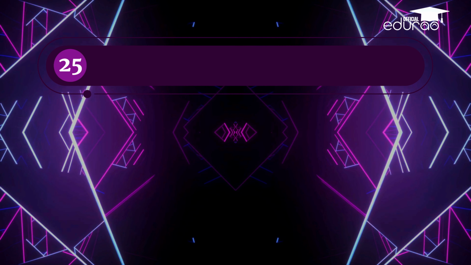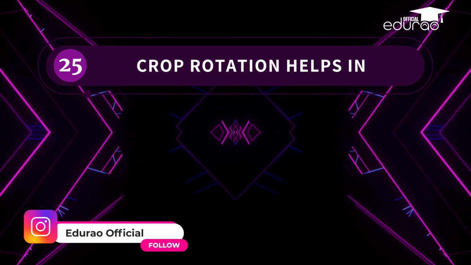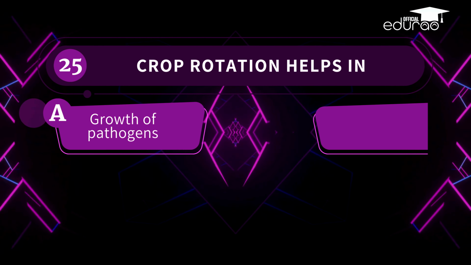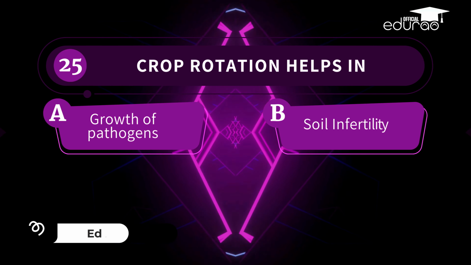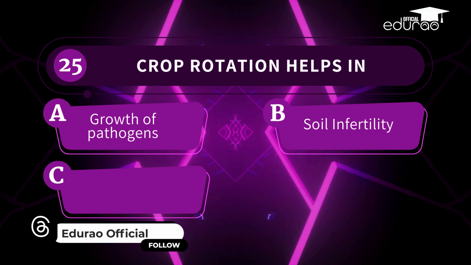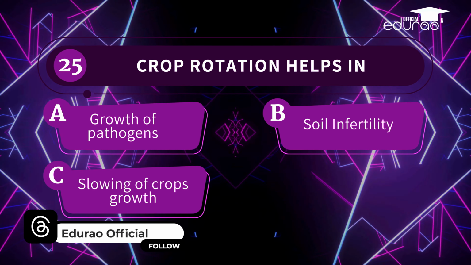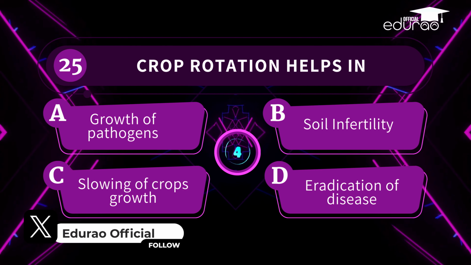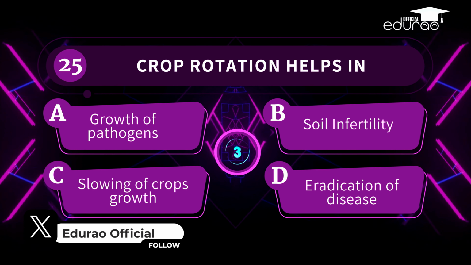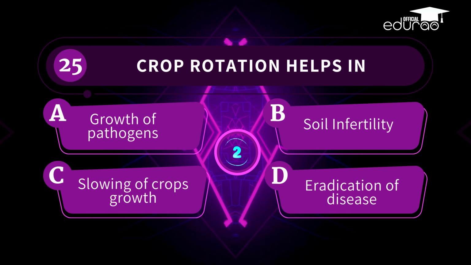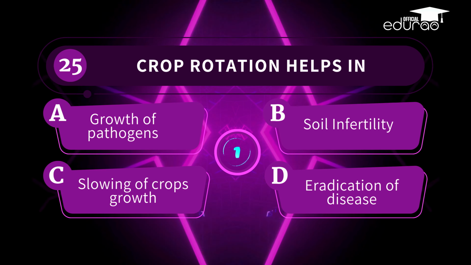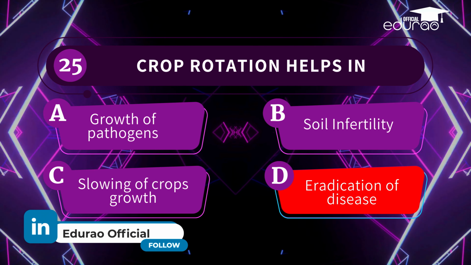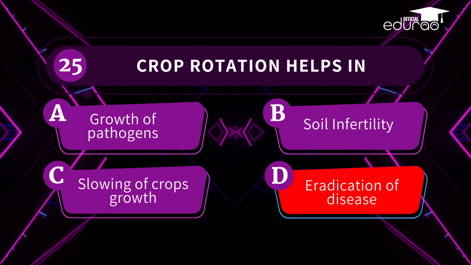Question 25. Crop rotation helps in A. Growth of pathogens, B. Soil infertility, C. Slowing of crops growth, D. Eradication of disease. You've made a fantastic point. The correct answer is eradication of disease.